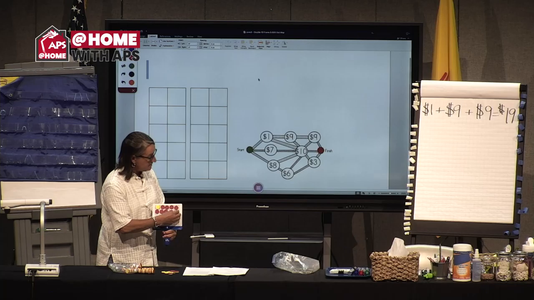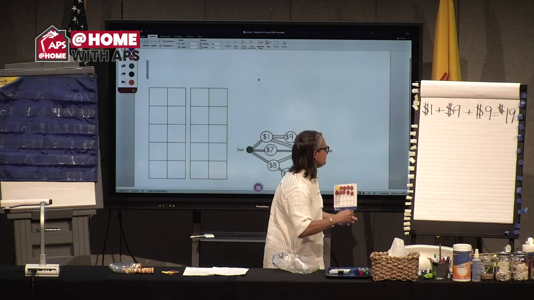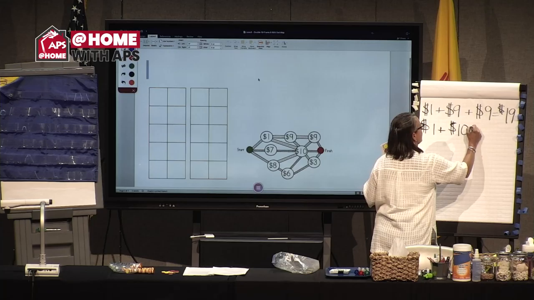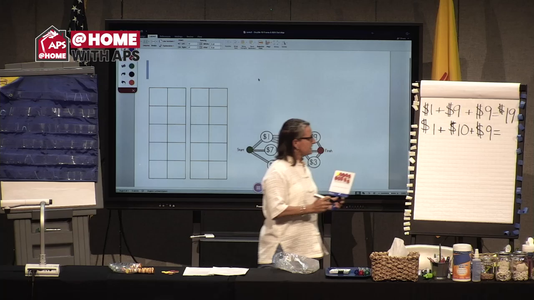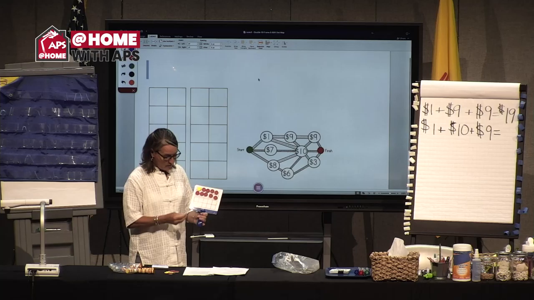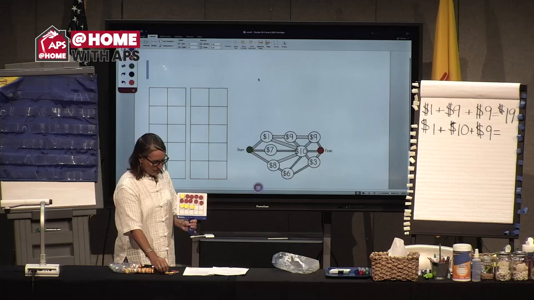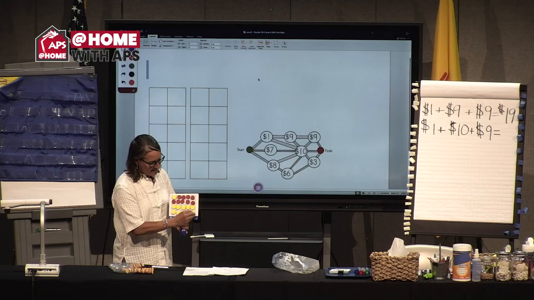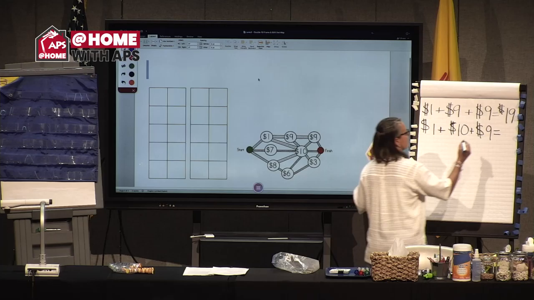Let's think about that. We're adding 1 dollar plus $10 plus $9. What's gonna happen? We're gonna have one more than we did before, right? So, what will our answer be for this one? If we add 1 and 9, and now I'm adding 10, can you predict it? Exactly 20 on that route. All right, we're doing well so far.